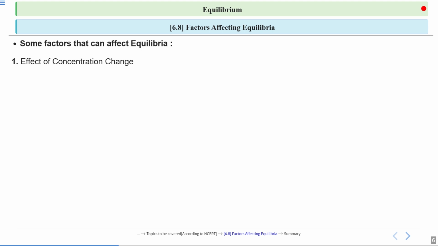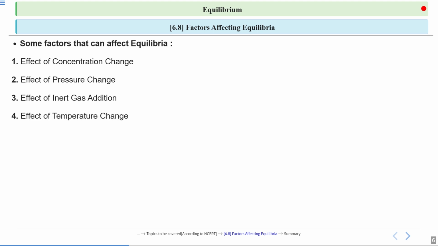Now let me list those factors again. Those were concentration, pressure, and inert gas addition. Inert gas addition is basically the addition of xenon or helium. There are certain conditions under which we add these inert gases, and we'll talk about them one by one. One is by keeping the pressure constant, and one is by keeping the volume constant. You can add inert gas in two manners basically. Fourth is the effect of temperature, and fifth is the effect of catalyst.